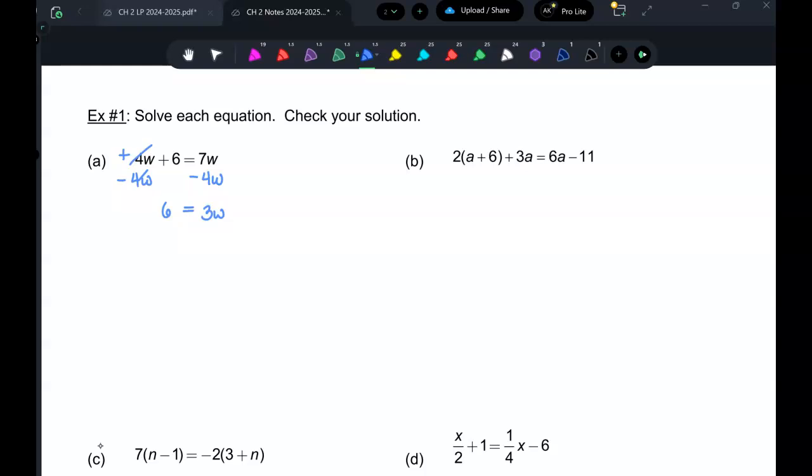Okay. The last step, so there's nothing else to do that we can combine like terms. So now it's a one-step equation. We just want to get rid of the 3. So we're going to divide. W equals 2. Same thing. So you could do 2 equals W or W equals 2.